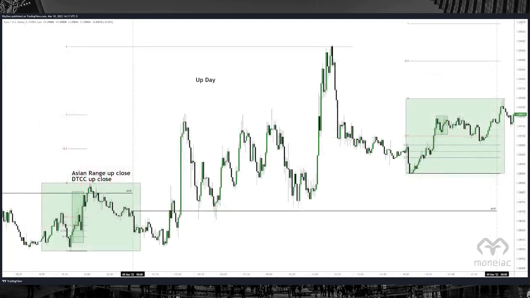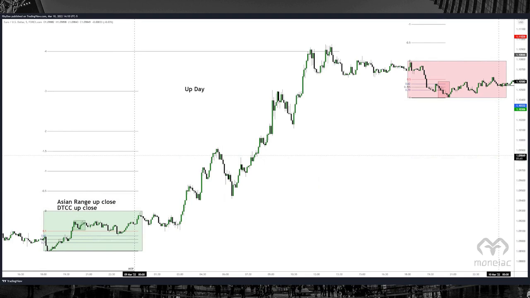Now, the next day. The Asian range is an up-close range. We then expect an up-close day. The high of that day is deviation +2 and the day closed bullish. The very next day, seventh example, same thing. Up-close Asian range equals up-close day. High of the day is at +4 deviation.